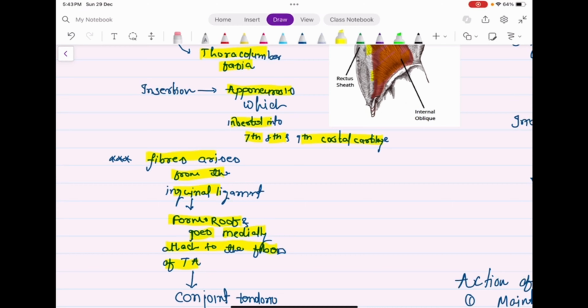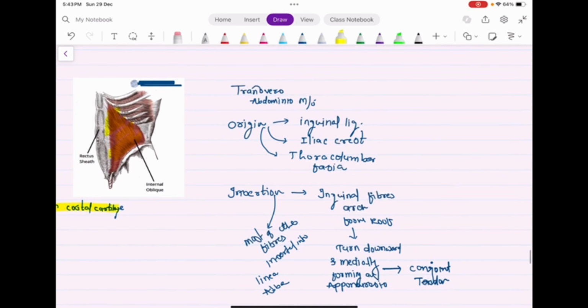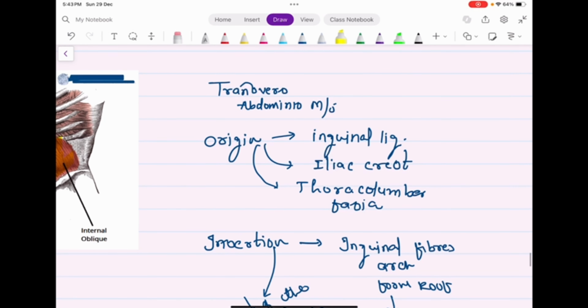Okay, it forms the roof of the inguinal canal, called the conjoint tendon, which is formed by internal oblique and transverse abdominis. Which is a very important point. The fibers of the internal oblique from the inguinal ligament form the roof and go medially and attach to the fibers of transverse abdominis. Okay, it is called the conjoint tendon.